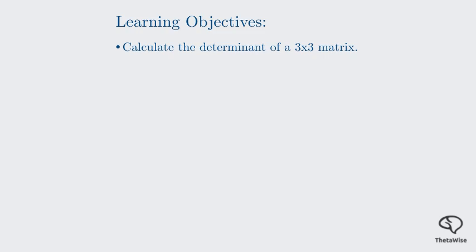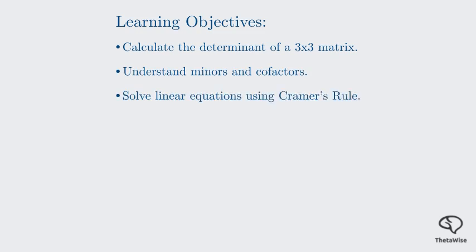In this tutorial, we will be diving into the world of determinants. We'll work through problems step by step, making sure you understand every single part of the process. Our main goals for today are to learn how to calculate the determinant of a 3x3 matrix, understand what a minor and a cofactor are, and finally, use determinants to solve a system of linear equations using a method called Cramer's rule. By the end of this video, you will have a solid foundation in these concepts.